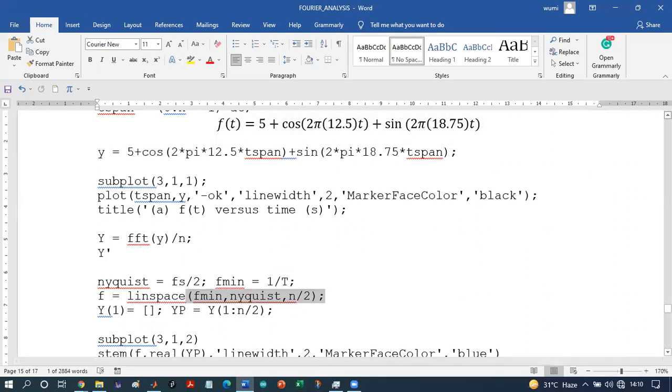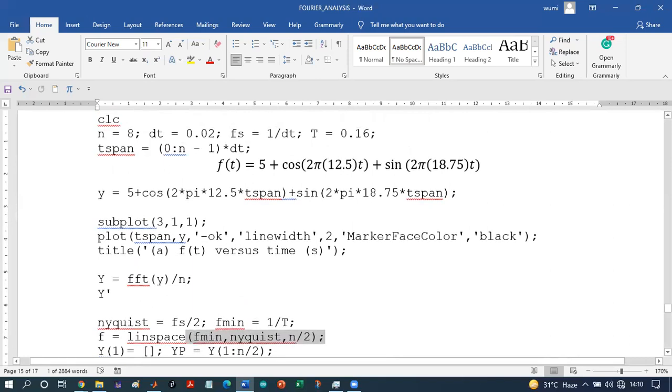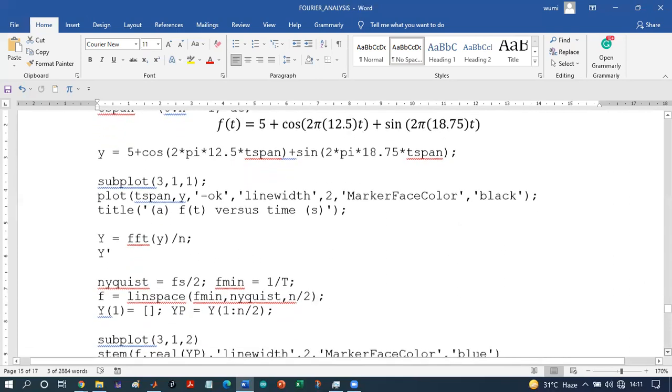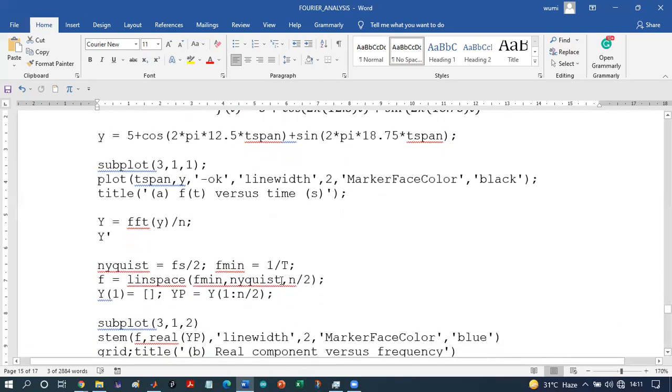So the maximum frequency. This is the maximum frequency, f of s. So we are plotting from 0, which is the minimum, to f of s, which is the maximum. So this graph here is to plot from the minimum frequency to the Nyquist frequency.